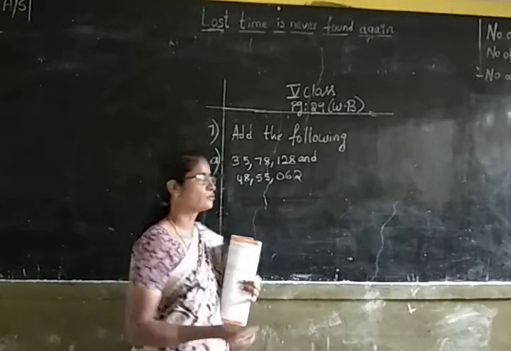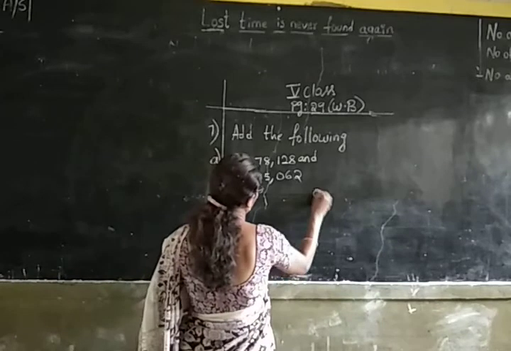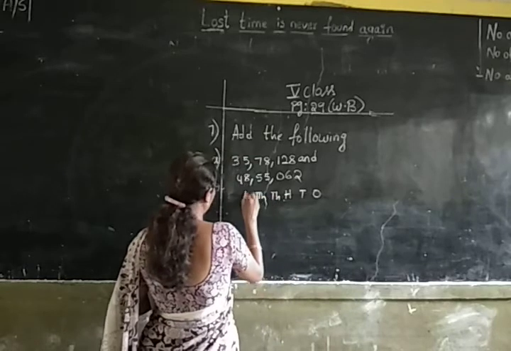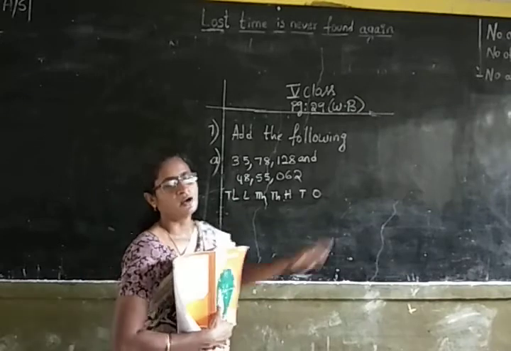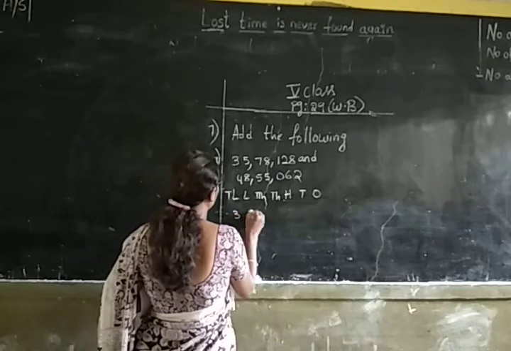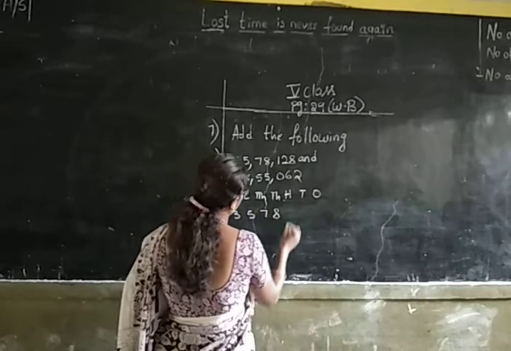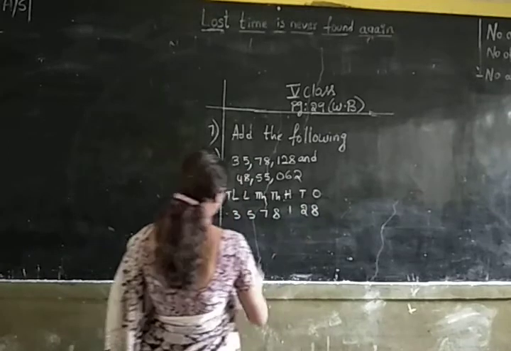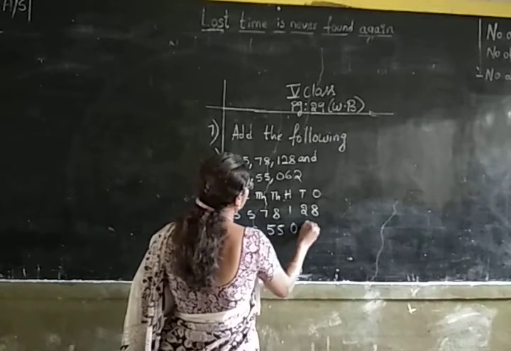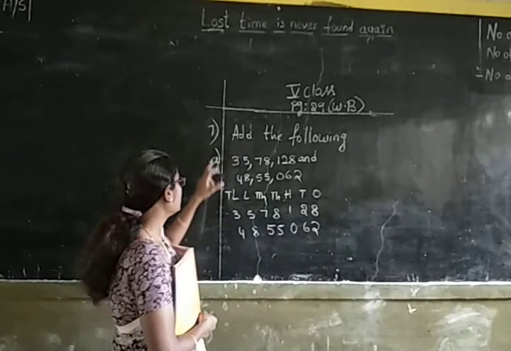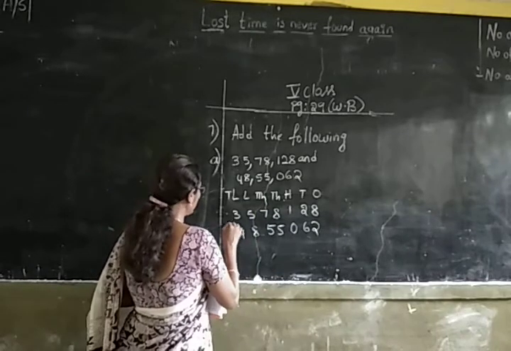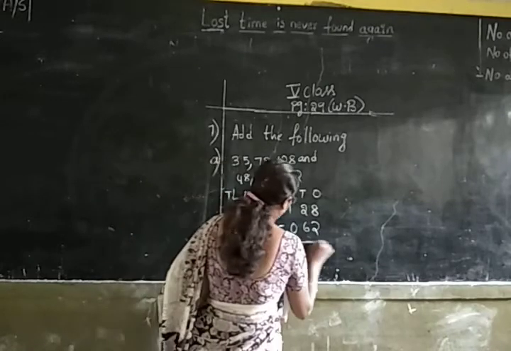For adding the numbers, first we have to write down the places: 1s, 10s, 100s, 1000s, 10,000s, lakhs, 10 lakhs. After writing the places, we have to arrange the numbers in columns. So the numbers are 35,78,128. Next, 48,55,062. After arranging the numbers in columns, we have to put the symbol for addition, which is plus.